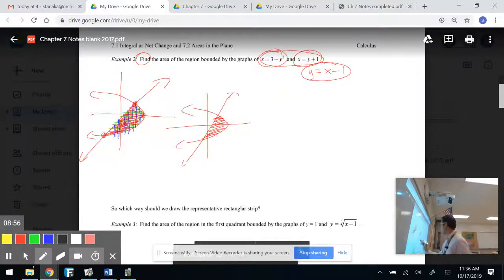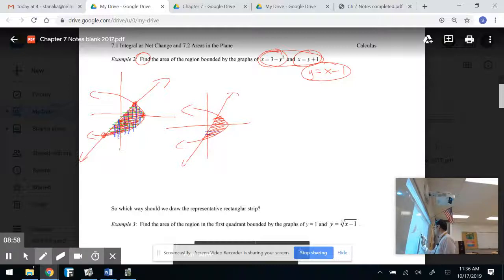I'm going to go back to the blue. And if I go right, left, right, left, right, left, right, left, right, left, it never gets broken up. So guess what? This problem I want to do in terms of y's. Well, if I do it in terms of y's, class, guess what? Everything has to be in terms of y's. So what are these values in terms of y's?